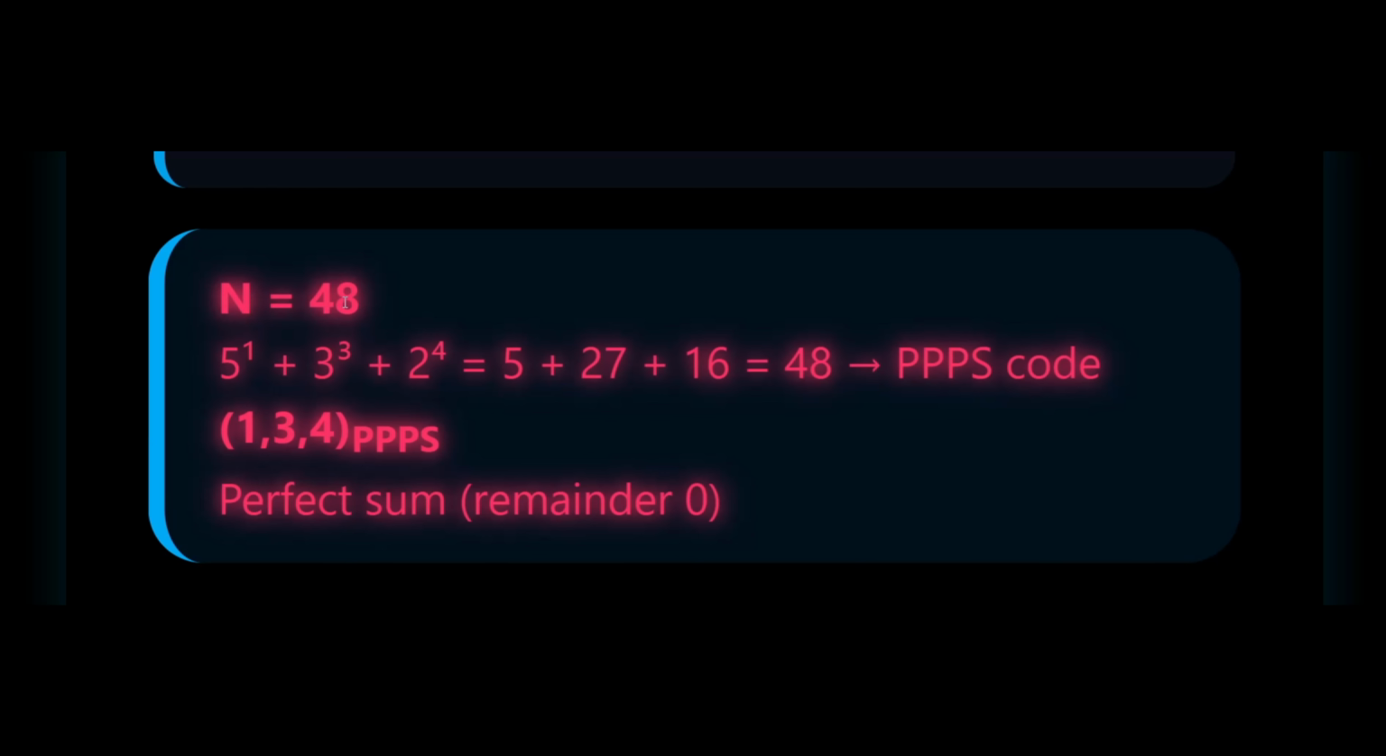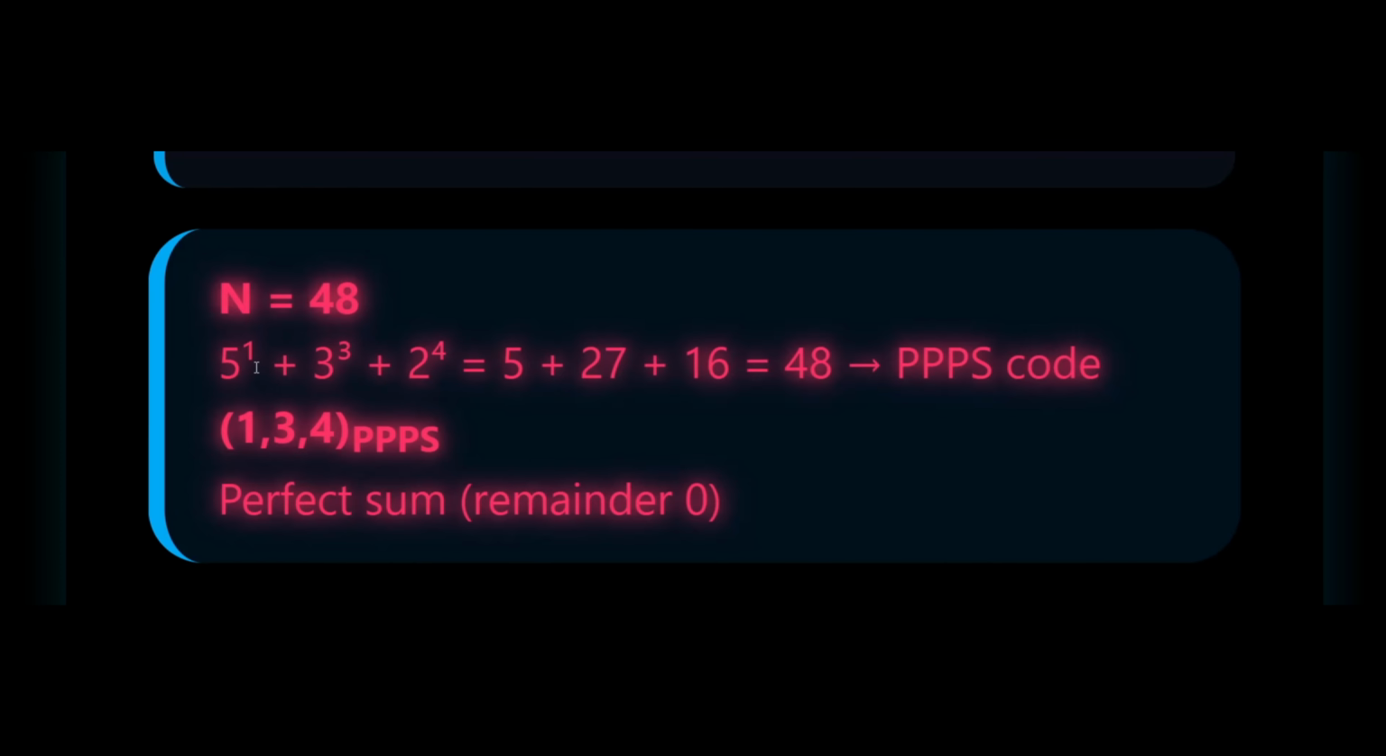If n is equal to 48 and our prime numbers are fixed at 5, 3, and 2, then what would n be in the base of the perfect sum? How do we find it? We find values for a, b, and c.